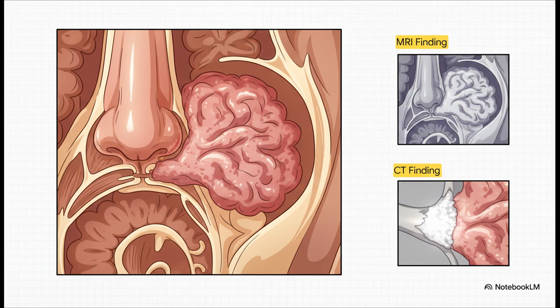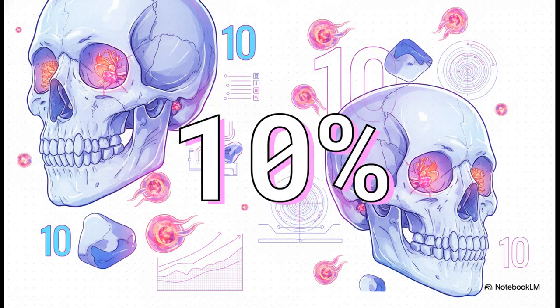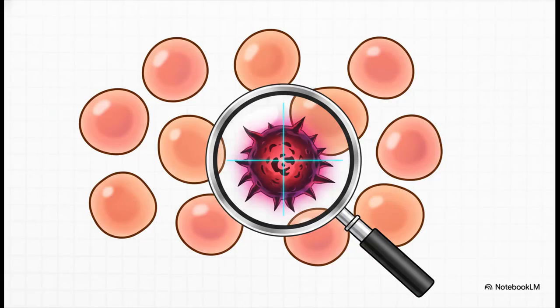But there's a catch. 10%. Just burn that number into your memory. It is one of the single most important high-yield facts about this particular tumor. And here's why that number is so critical. A full 10% of these things, which otherwise look pretty benign, are actually hiding an aggressive squamous cell carcinoma inside them.